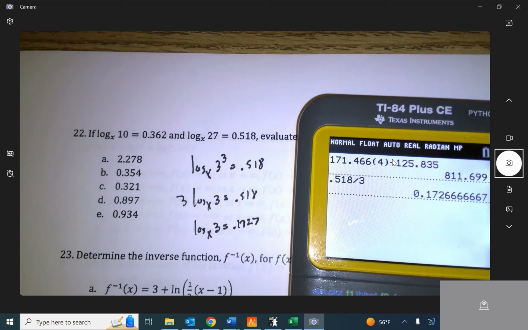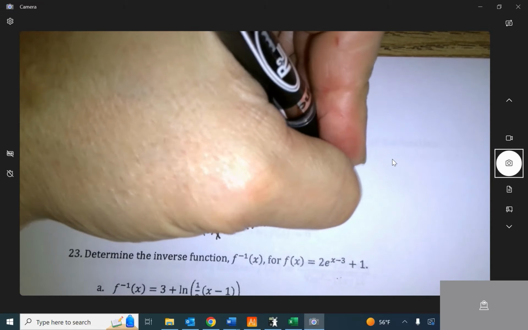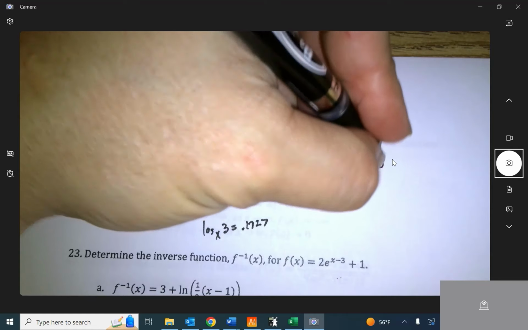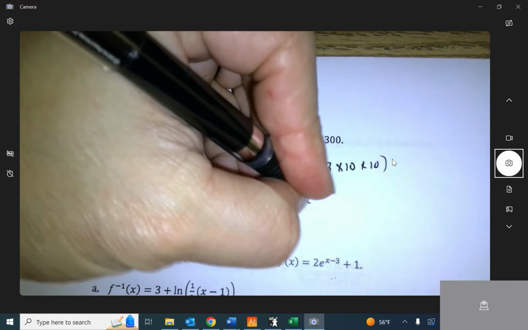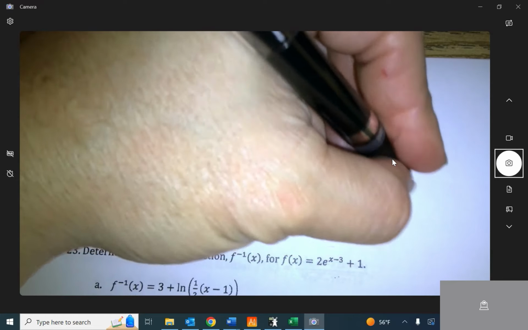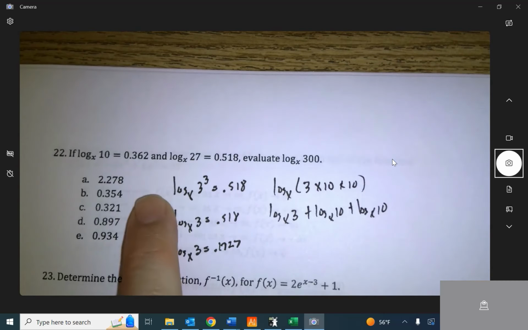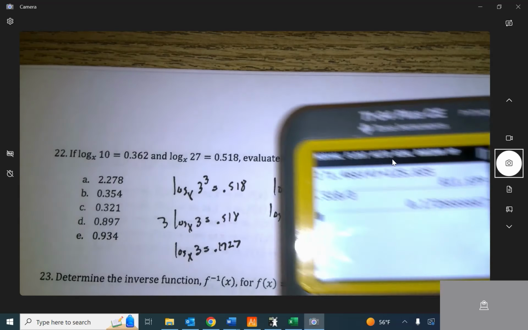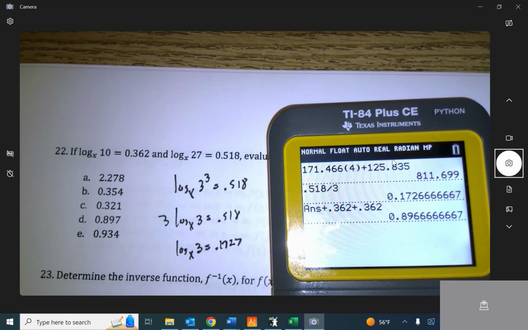Now how does that help me? It helps me because log base x of 300 is 3 times 10 times 10. And if I use my break apart rules with logarithms, I have a log base x of 3 plus a log base x of 10 plus a log base x of 10. And I have those numbers. This is 0.1727. Each of those is 0.362. So plus 0.362 plus 0.362. 0.897.